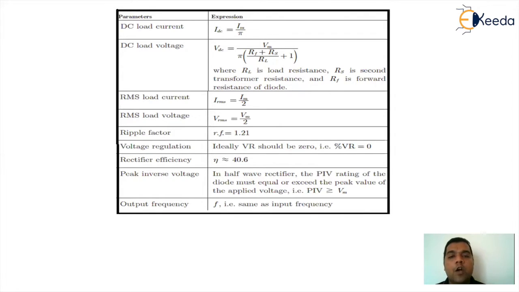Now, when we talk about the peak inverse voltage, that is the maximum voltage that can be withstood by a diode under reverse bias. So we have the peak inverse voltage value for the half wave rectifier equal to Vm. And the frequency of the output is going to be equal to f. This frequency is same as the frequency of the AC input signal.